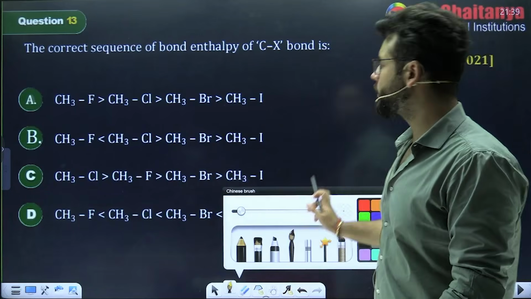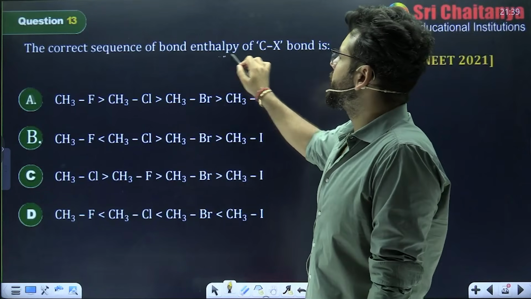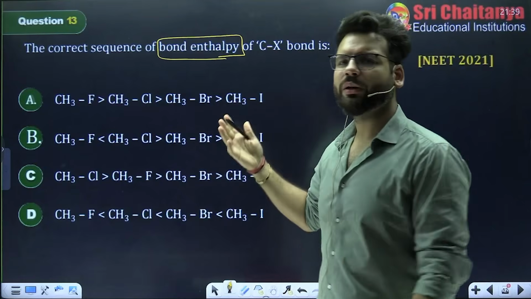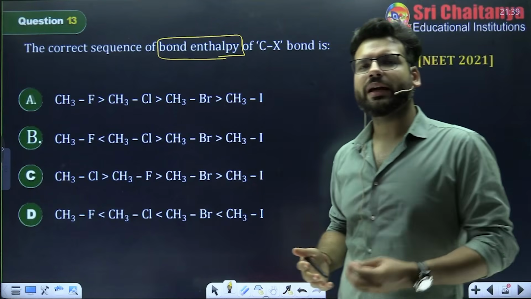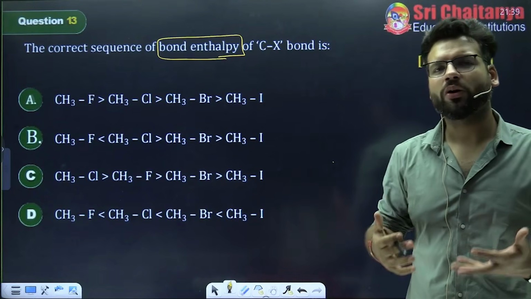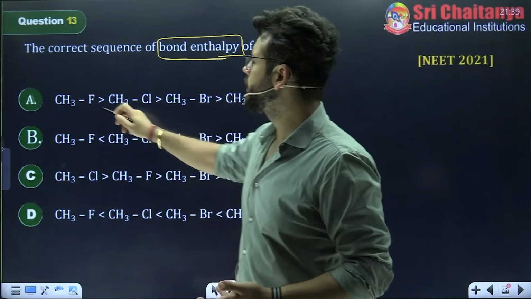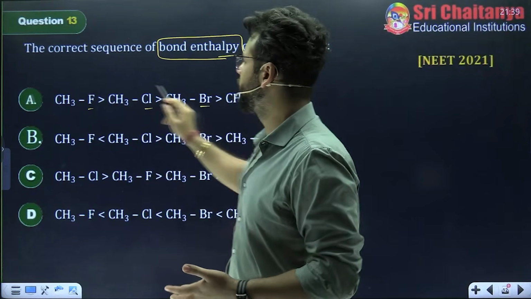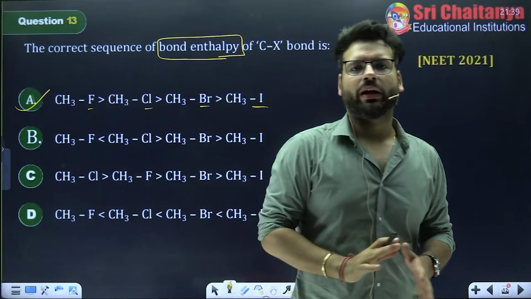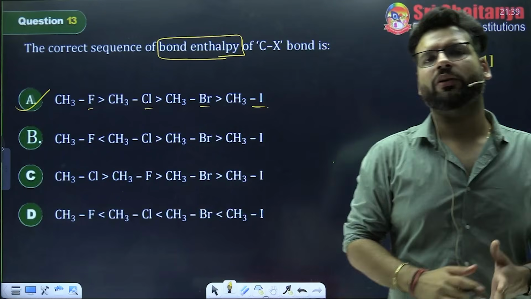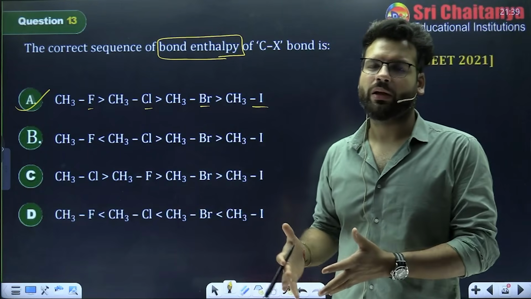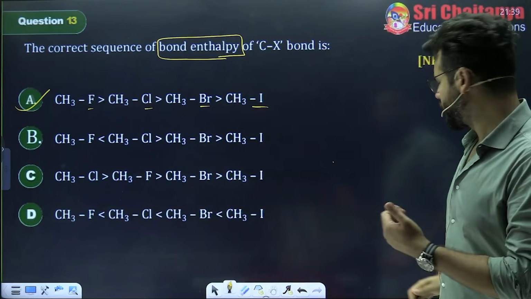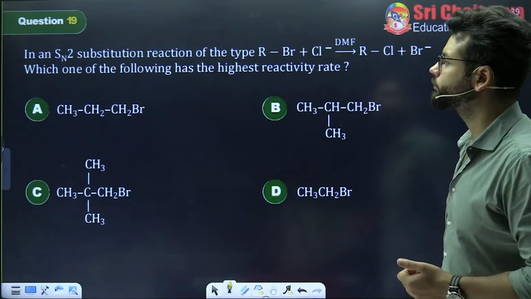NEET 21 question. You can see here, bond enthalpy order. Okay, very simple question, this one. When we know the size of the atom is small, bonds are stronger. So fluorine, chlorine, bromine, iodine, first option. Okay, alkyl fluorides are least reactive because of the highest bond enthalpy. Very difficult to break the bond. Moving to the next one.